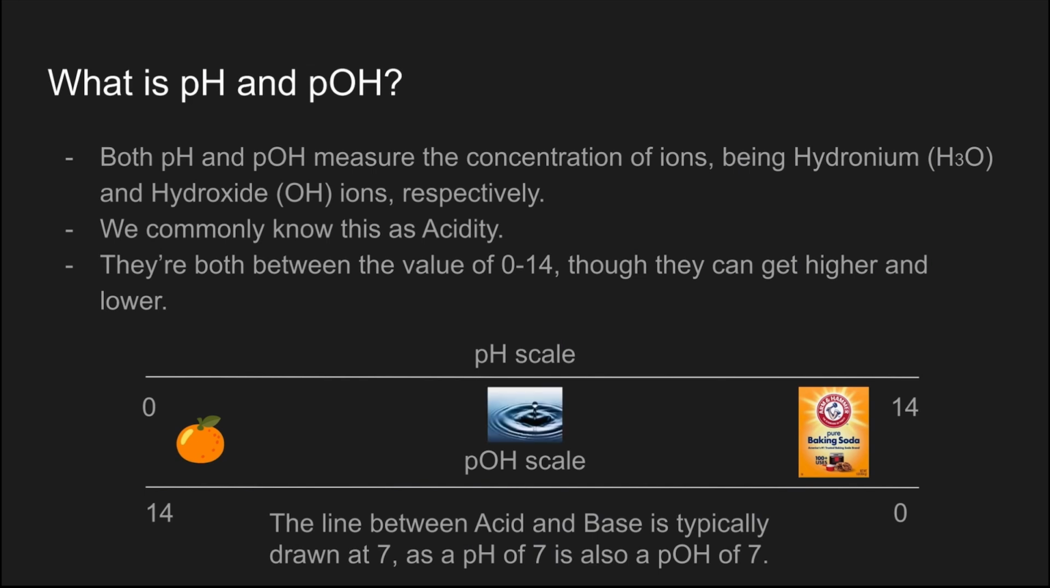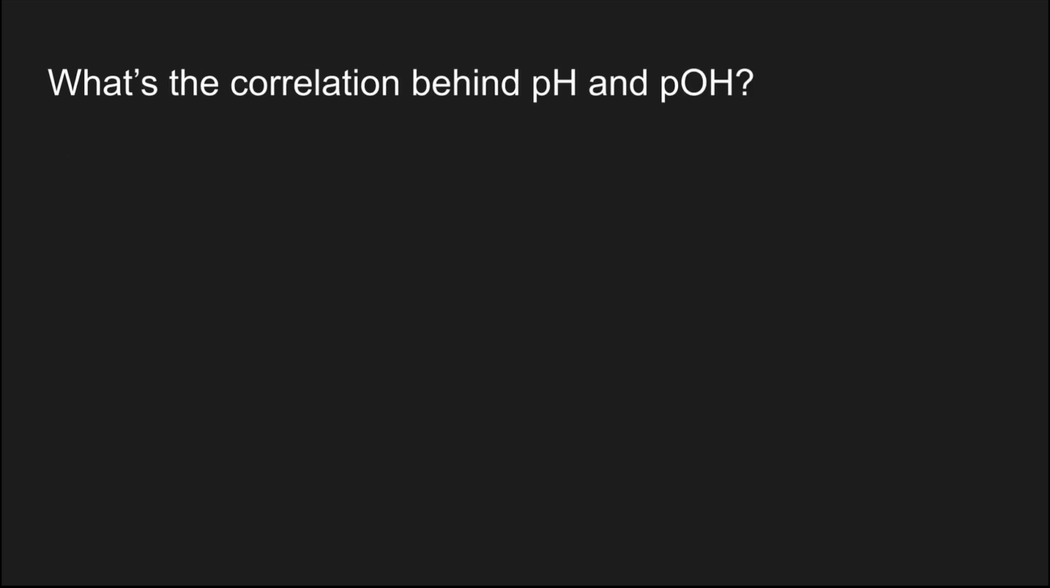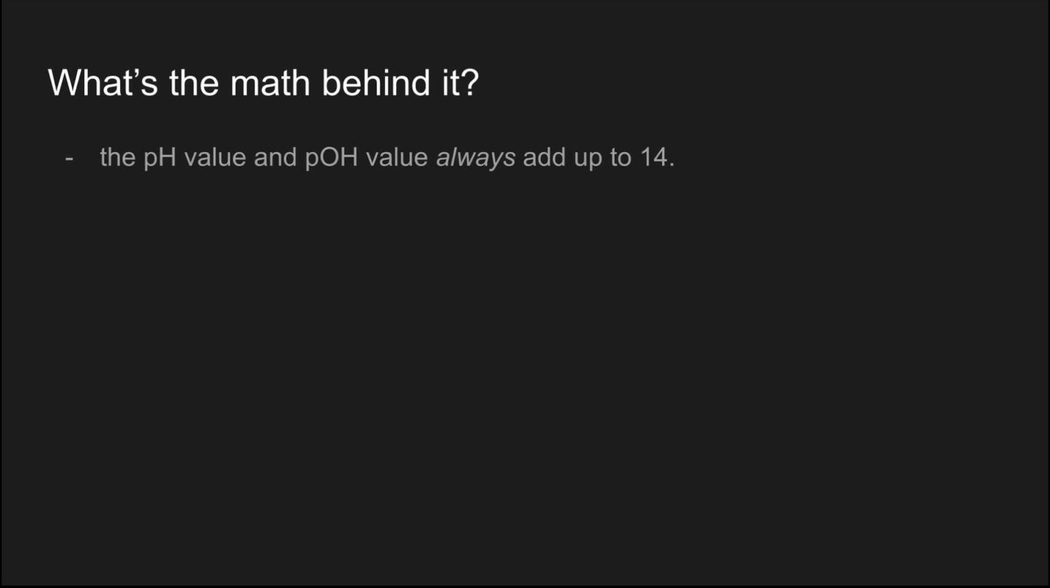So what's the correlation between pH and pOH? Or what's the math behind it? Well, the pH value and the pOH value always add up to 14. That's where the 7 pH equals 7 pOH comes from.